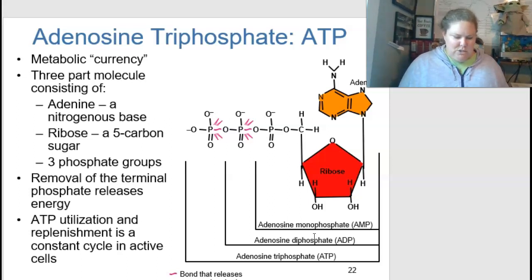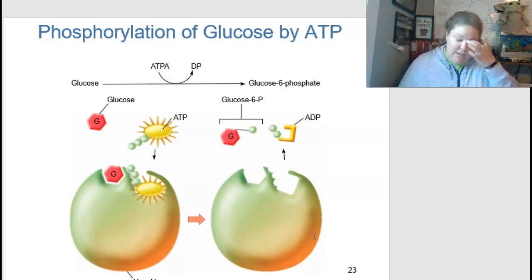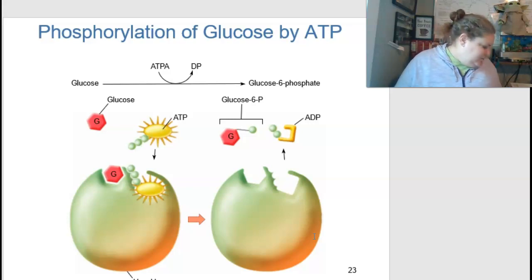I'm trying to see where this picture is in your book, but I don't think that this one came from your book. I think it was grabbed from elsewhere. But basically that just shows you what ATP is. Okay, so what about this phosphorylation of glucose by ATP? Well, this is figure 8.14, okay? And so, oh, that previous picture, I'm sorry, was 8.13, and that was the model of ATP, okay?